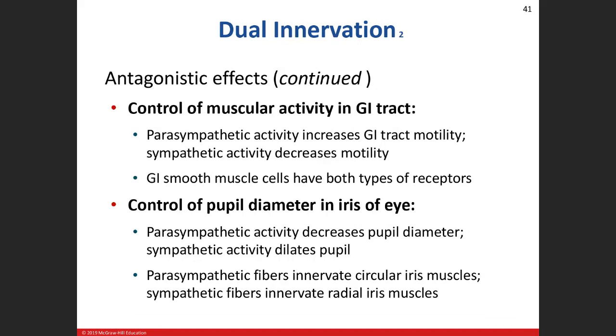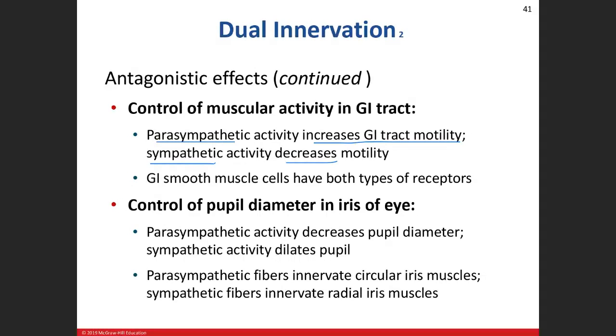Another example of antagonistic effects is in your GI tract, when we're talking about the muscular activity, the smooth muscle activity specifically. Remember, the parasympathetic is the rest and digest. So your parasympathetic nervous system is going to stimulate and activate your GI tract motility. It's going to stimulate what we call peristalsis, that smooth muscle contraction and relaxation, which moves food through your GI tract. So the parasympathetic is going to increase GI tract motility, whereas sympathetic will decrease it.